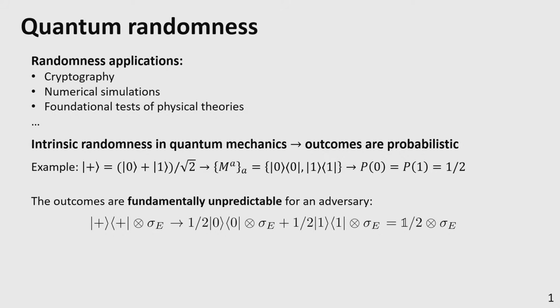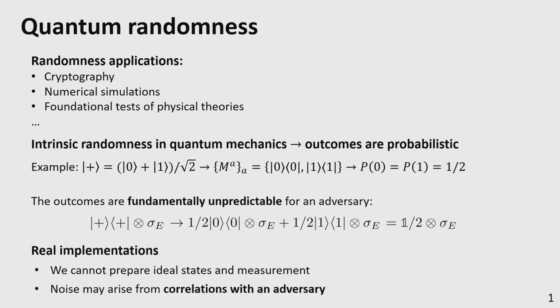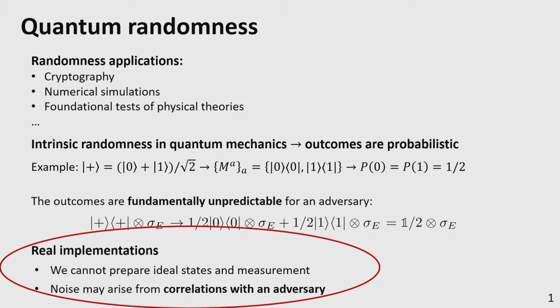So the adversary cannot use its state sigma in any way to guess more what is the outcome. And so this is in an ideal world, but in a real implementation, we have some noise. And so we cannot prepare ideal state and measurement. So the noise that there is could arise from some correlation with a possible adversary. And this is what we want to tackle in this project.